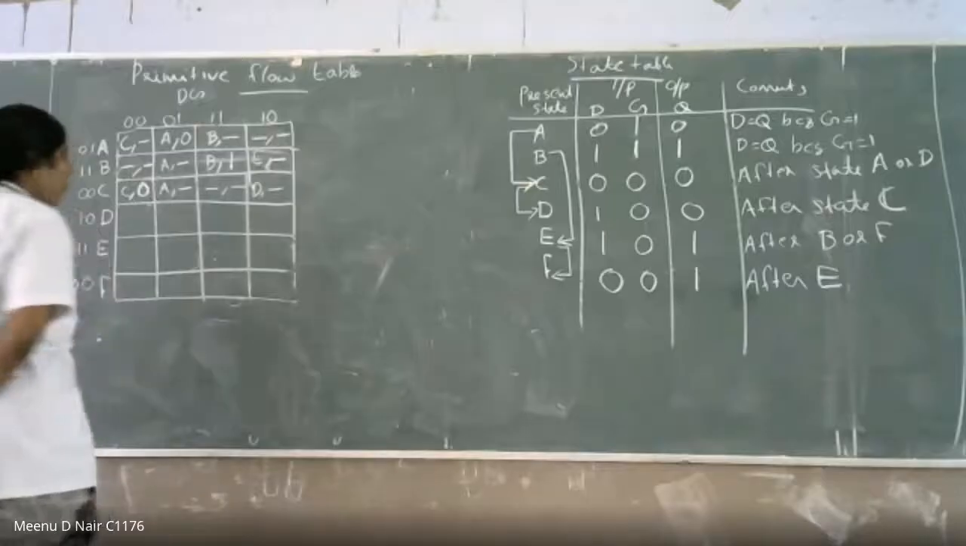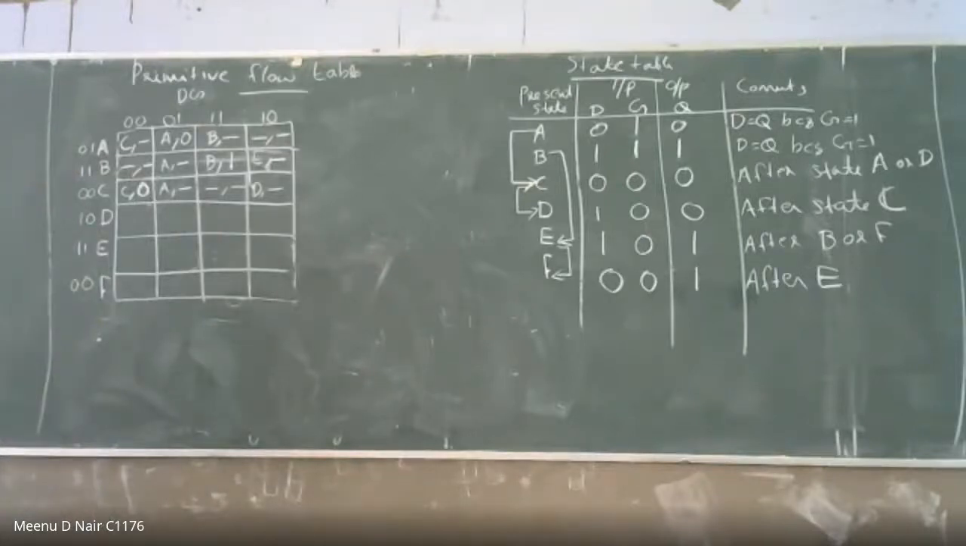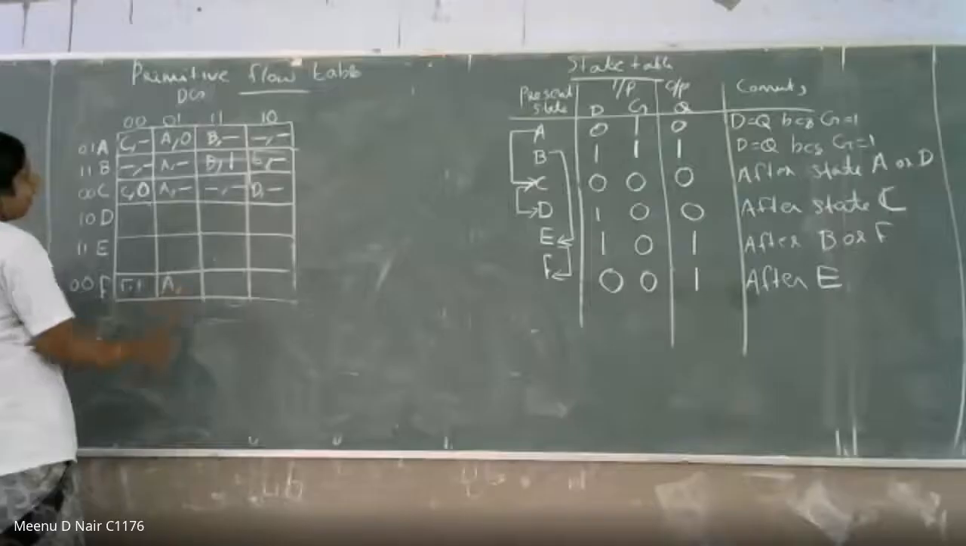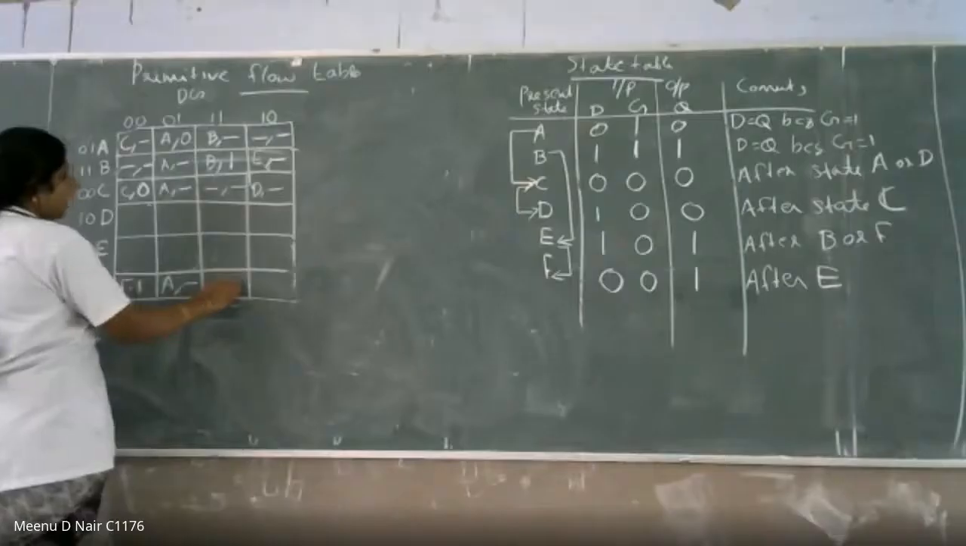Sonia, F comma 1. F1, A1, 0, 0. This one is F1. F comma 1. F1, A comma 1. How will the 1 come there? We'll first note down what they are saying. Okay, it is not A comma 1, it is A comma dash. Okay, fine. Dash comma dash. Dash comma dash.